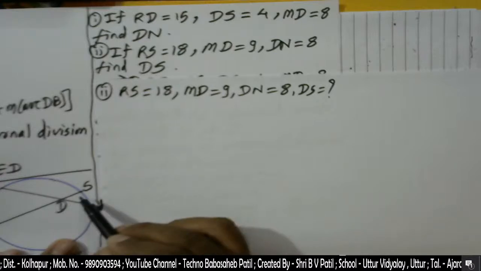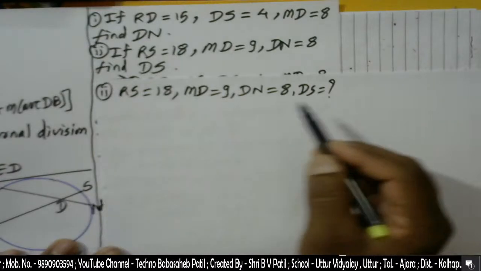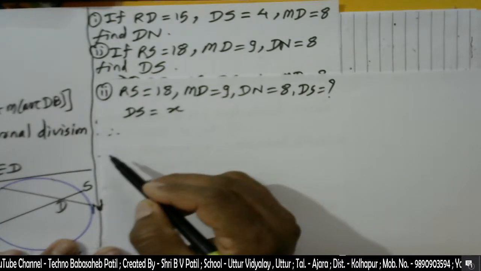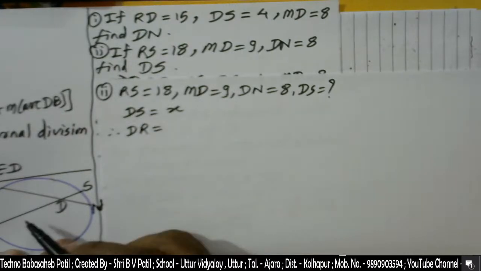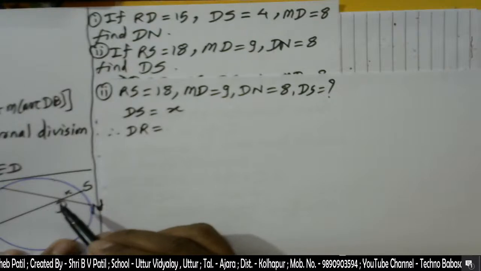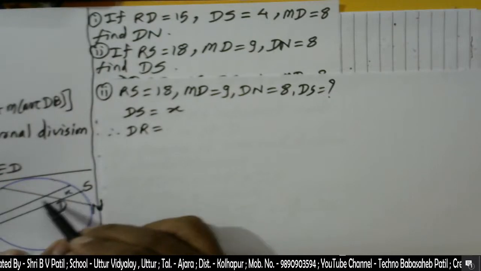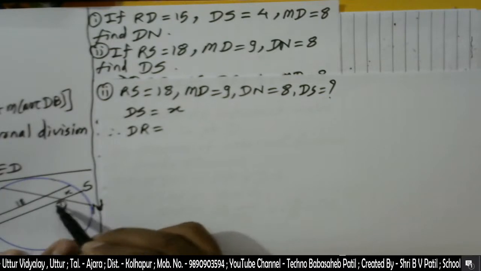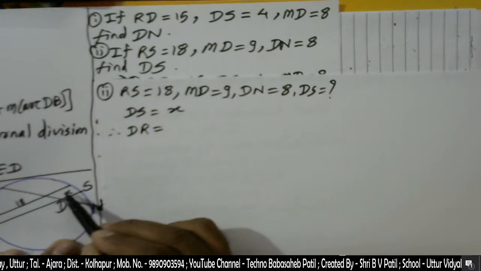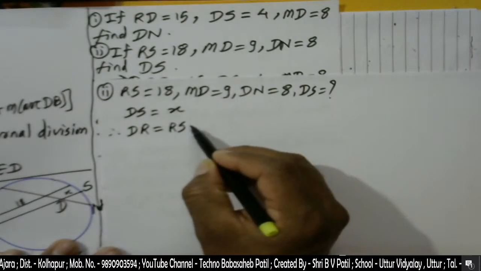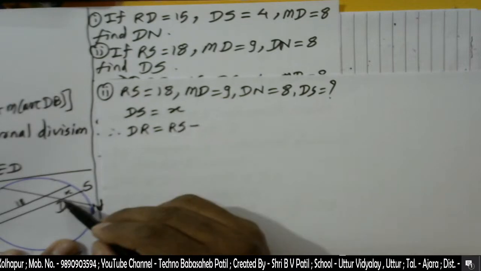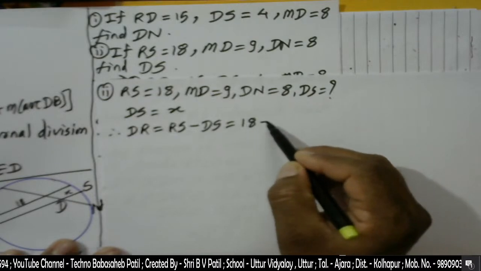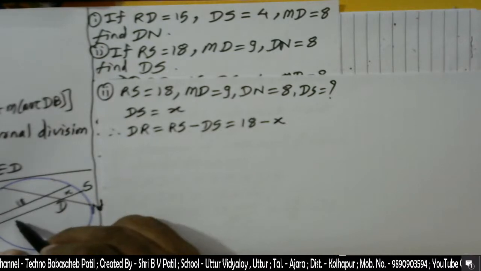Here RS is the total length 18. DS is equal to X. Therefore, what do we get for DR? If DS is X and the total length is 18, then DR is equal to the total length RS minus that small length DS, that is 18 minus X we get here.